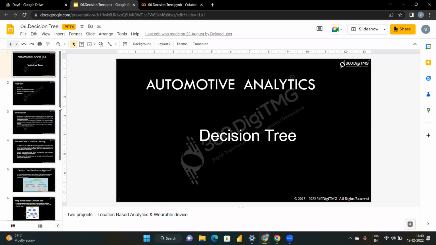And we have seen practically how K-means was important to implement in automotive analytics, how KNN was important. So these things we have covered in the last two sessions. In case you have missed any classes, you can always attend the sessions. The recorded sessions will be there. You can attend and get some ideas about K-means and KNN.